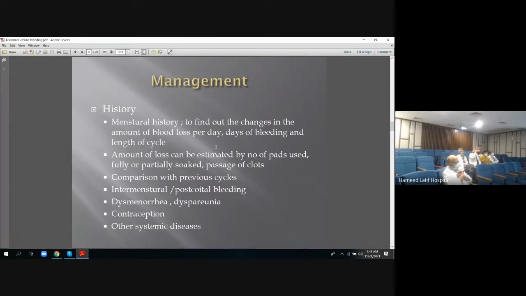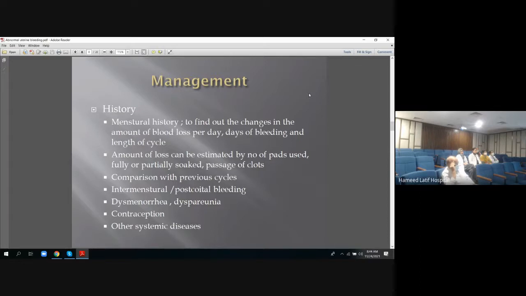Comparison with the previous cycle, patient should be asked about the pattern of the bleeding before and now, and one must appreciate the increase in days of bleeding and alteration in the length of the cycle. Intermenstrual bleeding and postcoital bleeding are suggestive of the endometrial and cervical lesions, for example, polyp and carcinoma. Abnormal uterine bleeding is also associated with the pain, which may be in the form of dysmenorrhea or dyspareunia. A detailed information about the type, onset, severity, and its relation to the menstrual cycle is important to reach the exact underlying cause.